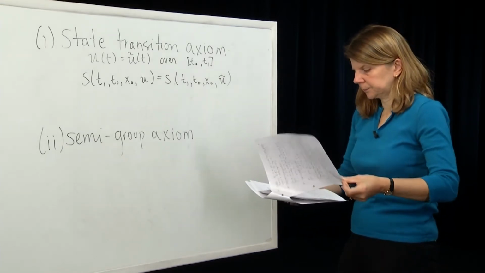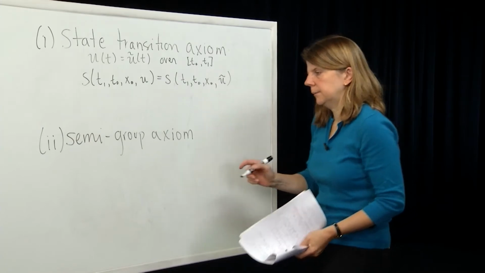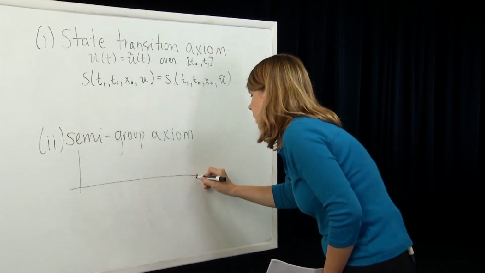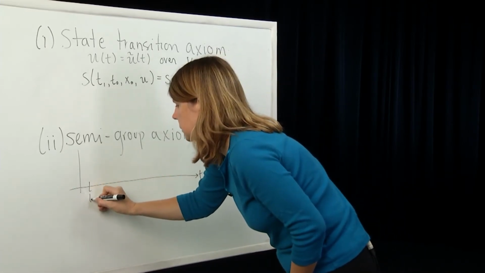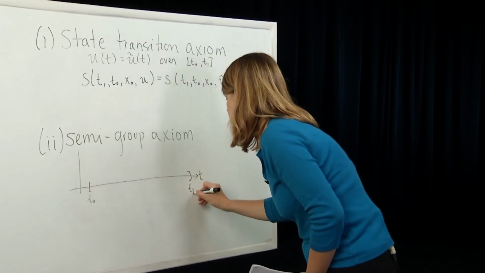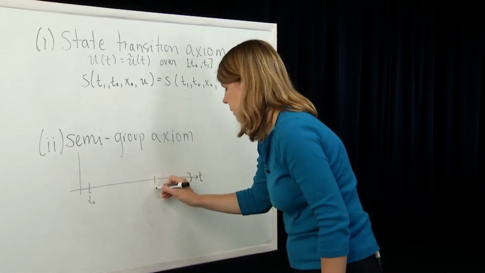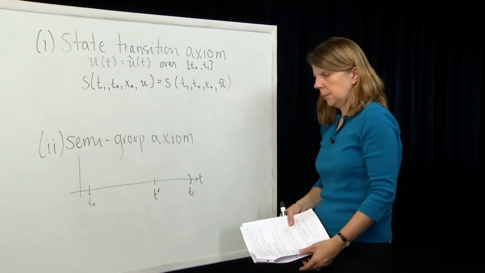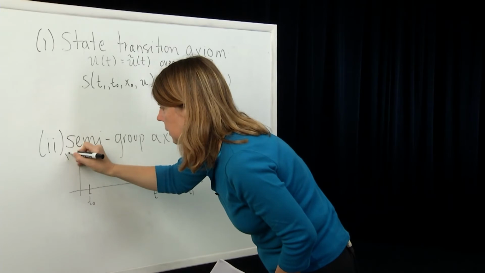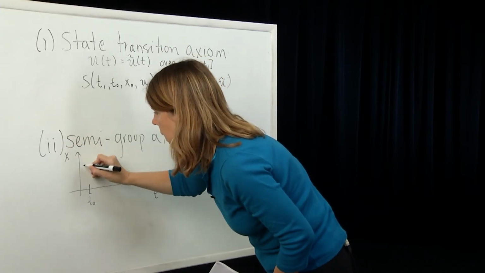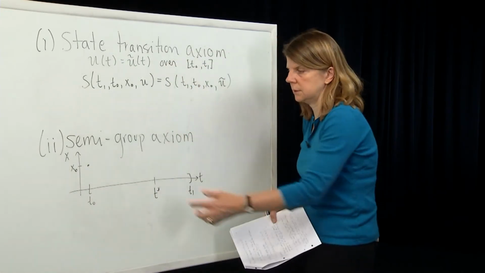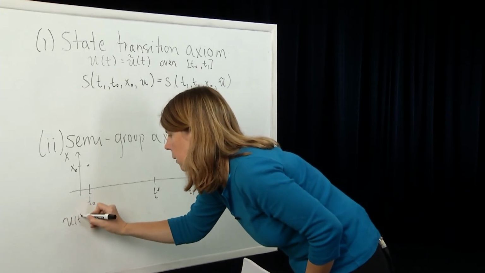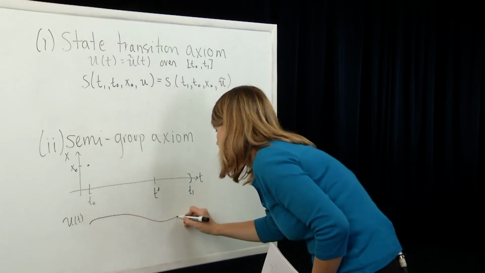The semigroup axiom says the following. Let's pictorially think about it. Suppose you started the system, let this be our axis in t, and this is time t0 and time t1. And let's think of some intermediate time here, t star. So t star is inside that time interval. Suppose you started, and let this axis be x. So suppose you started the system at state x0 at time t0, and you applied some input u of t over that whole time interval. Here's my u of t.